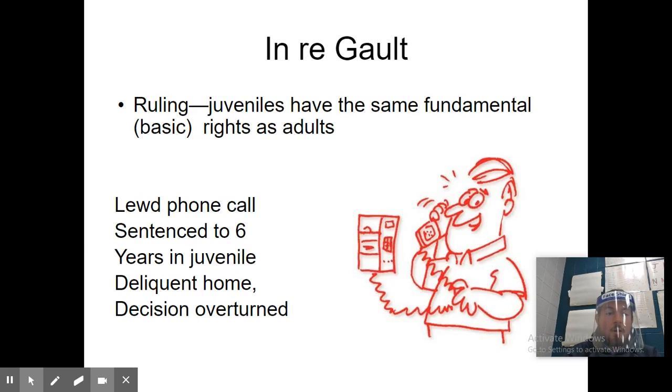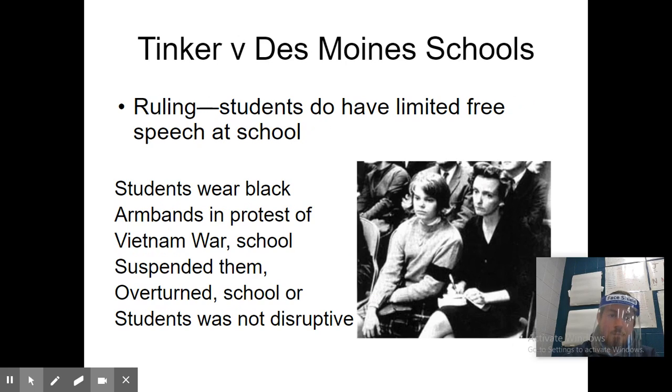In Gault, the ruling here is that juveniles have the same fundamental basic rights as adults. It was a lewd phone call or vulgar phone call. The kid was sentenced to 6 years in juvie, a delinquent home, but the decision was overturned because, again, he had the same fundamental rights as an adult, and the due process wasn't followed.